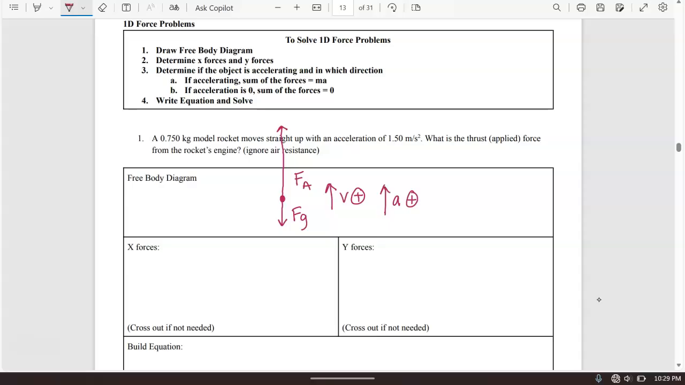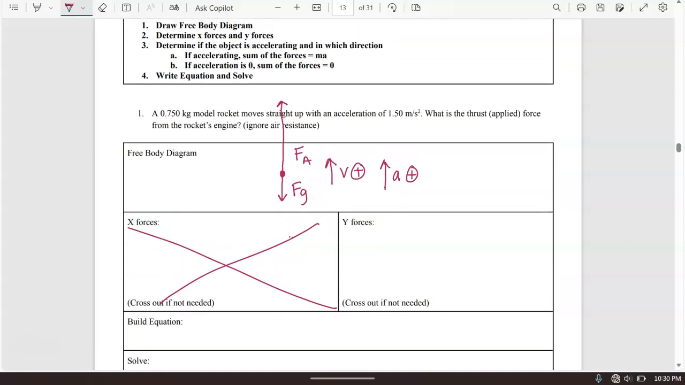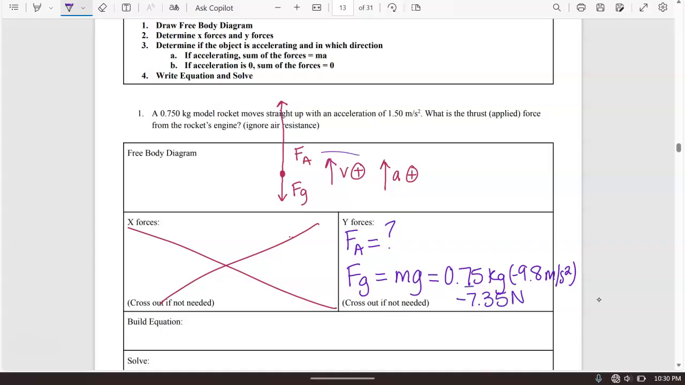So our next step is to determine our x forces and y forces. Well, there's nothing happening in my x direction, so I'm going to go ahead and say that my x forces aren't necessary here. So I have 2 forces in my y direction. I have my applied force, which is what I'm asked to find, so that's my question mark. And then I also have my force of gravity here. And I know that force of gravity is always equal to mass multiplied by the acceleration of gravity. So I know my mass is 0.75 kilograms multiplied by my negative 9.8 meters per second squared. And I'm going to get negative 7.35 newtons here.